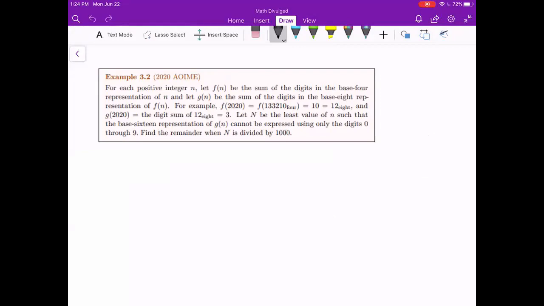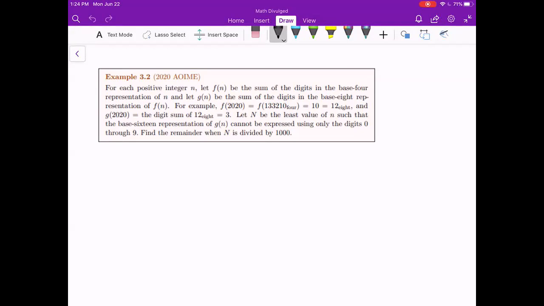I'll go ahead and read it. For each positive integer n, let f of n be the sum of the digits in the base 4 representation of n. And then we let g of n be the sum of the digits in the base 8 representation of f of n. And then it gives an example.